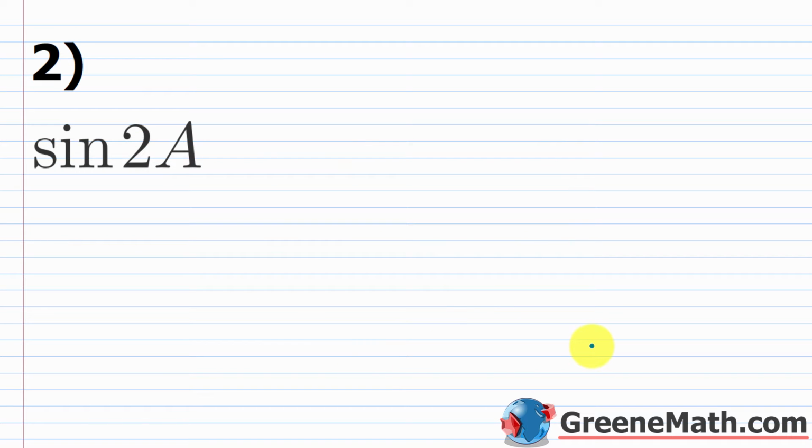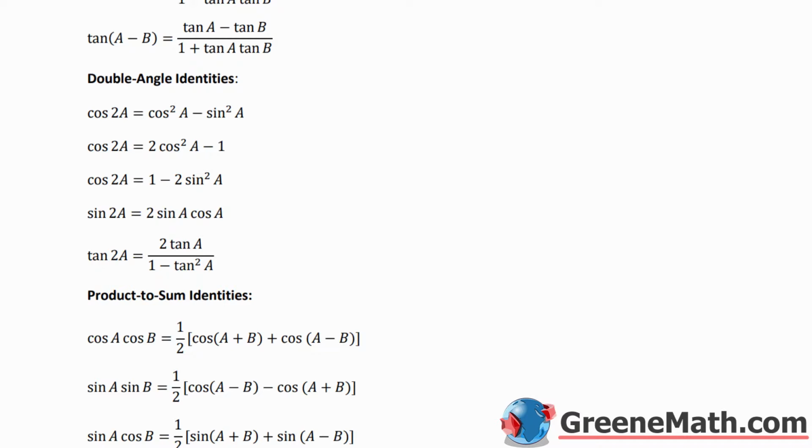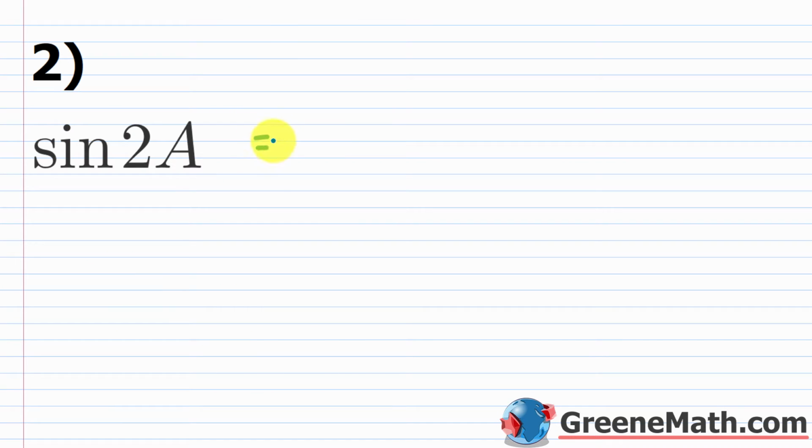Okay, let's look at problem 2. So now we have the sine of 2a. And again, coming back to the handout, we have the sine of 2a is equal to 2 times the sine of a times the cosine of a. So that's what we're looking for. So to start out, I'll say this is equal to my sine of, again, a plus a, just like we did in the last example. A plus a is 2a.